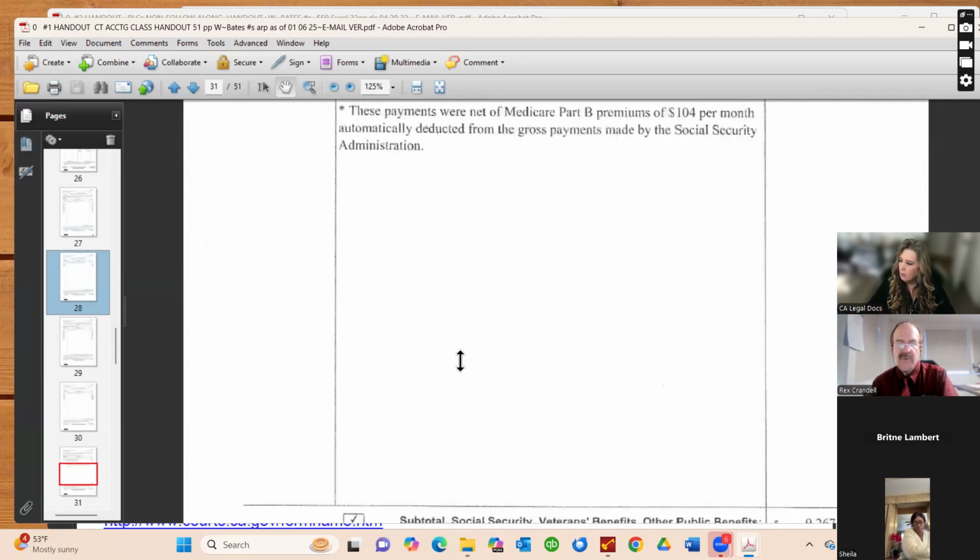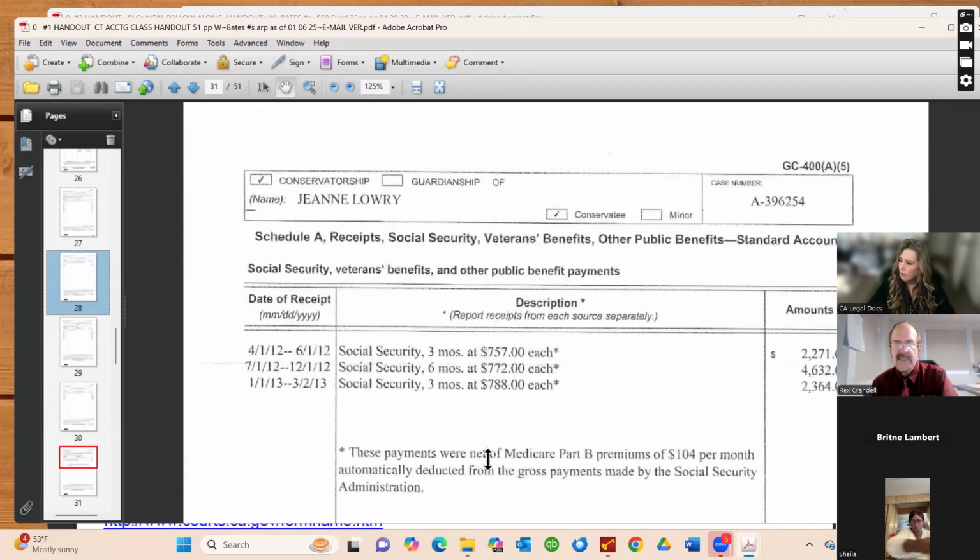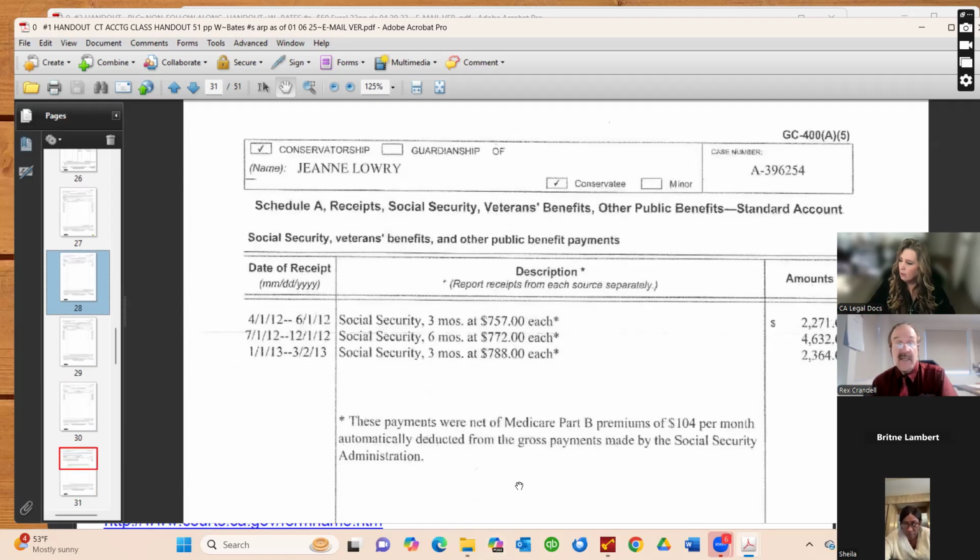Then on page 27, we have Social Security and other public benefits. Social Security comes in right to the bank account. The Social Security might be $2,500 a month from the calculation, but they might only give you $2,250 because they take out Medicare. So you only write in what came in cash. The fact that they withheld funds, you cannot control those funds. You're not responsible for them.